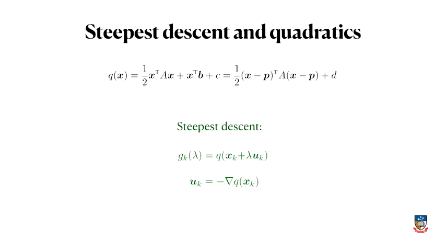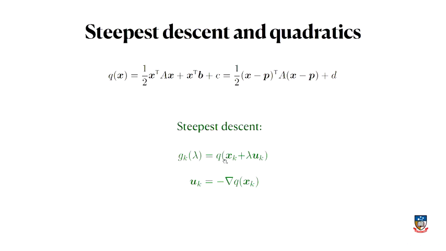So here's what quadratic functions look like, and actually, the form that's on the left here is not quite as useful as the form that's on the right. So you can refactorize the form on the left into something that's centered on the minimizer there, which is going to be at x equals p. And so the steepest descent algorithm looks like this.